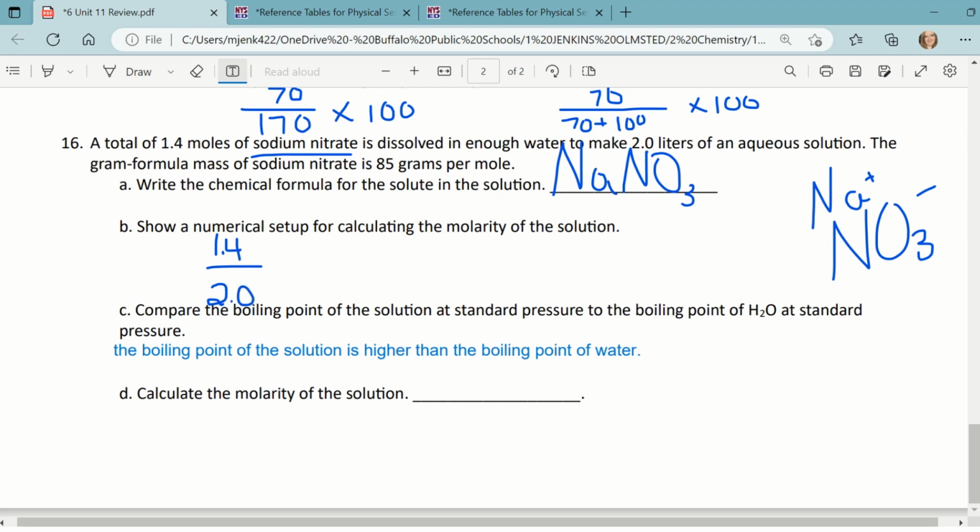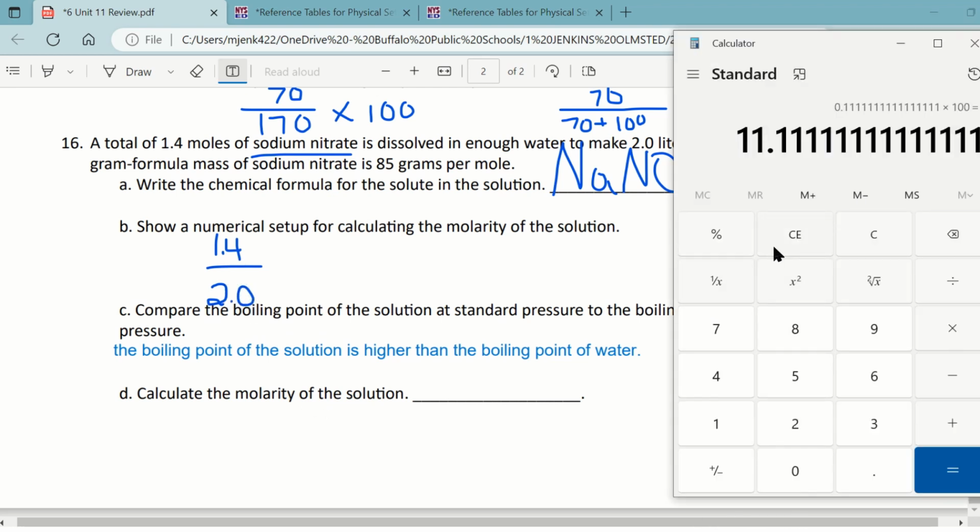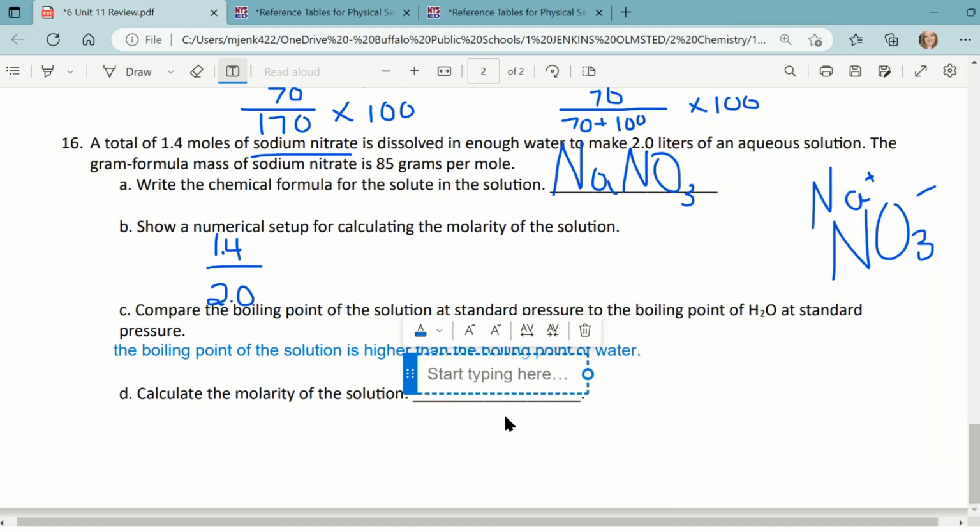So I set it up, so then I just have to do the math, right? So 1.4 divided by 2.0 equals 0.7. 0.7, my units, capital M, molar. And there we go. That is our review.